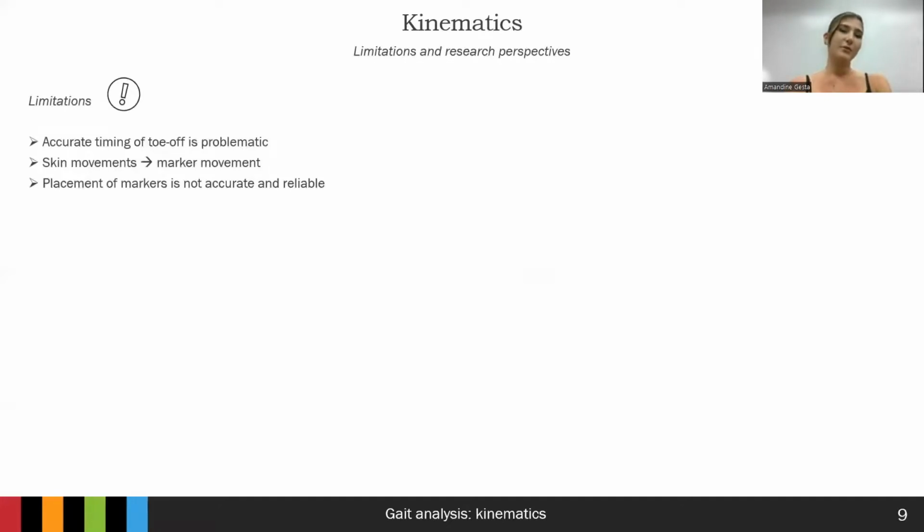So for the computation of kinematic information, there are some limitations, like the accurate timing of toe-off is really problematic. Also, you have problems with the skin movements, which induce marker movement. And also the placement of markers is not accurate and reliable between laboratories or between specialists.